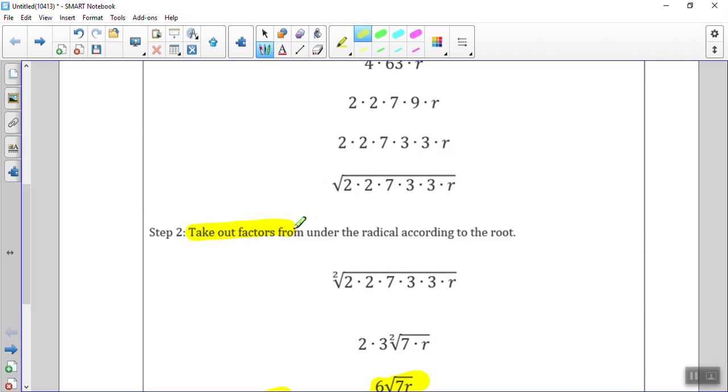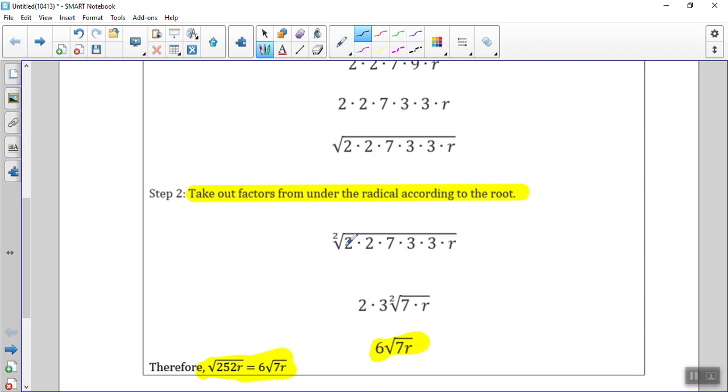to simplify it, we take out factors from under the radical according to its root. Whenever you have the square root symbol, you know that there's a 2 here. This is your root. The number over here, we call this the root. So if the root here is 2, for every 2, we take 1 out of the radical because of the square root. Since there's only one 7, we leave it under there. Since there's only one r, we leave it under here.